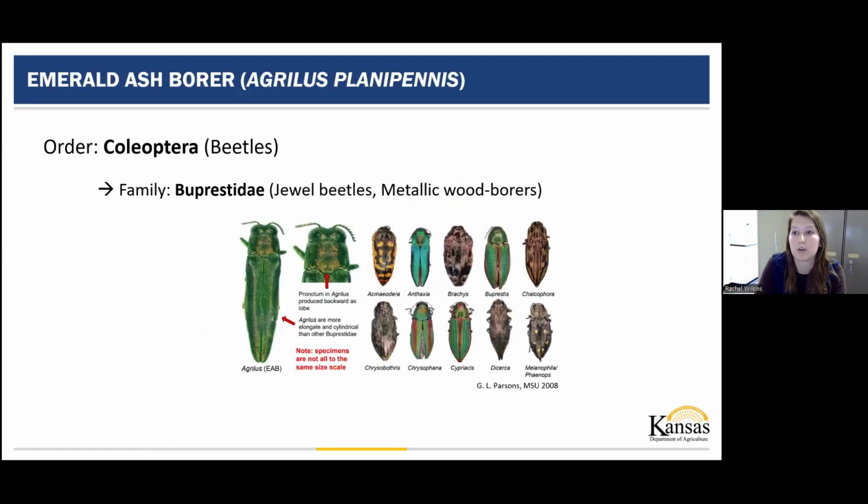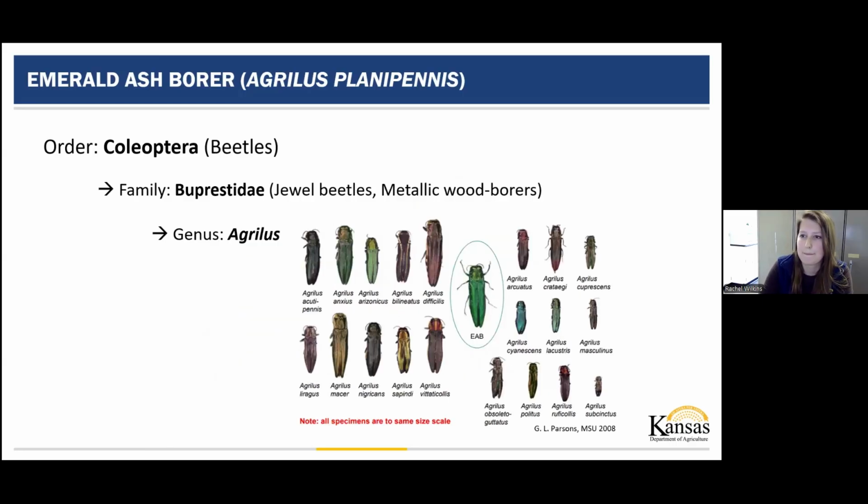Within the order Coleoptera, we have the family Buprestidae. So emerald ash borer is a buprestid. Another common name for this family are jewel beetles or metallic wood borers. And you can see how they get that name because looking at the photo, a lot of these species have very vibrant, bright colors. And then within that family, emerald ash borer is in the genus Agrilus. Once you get down to the genus level, you can tell that a lot of the species start to look very similar to one another.